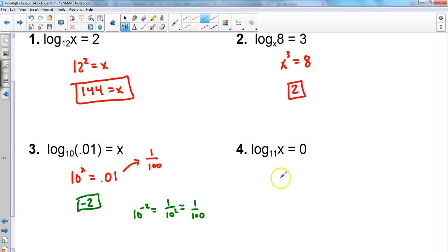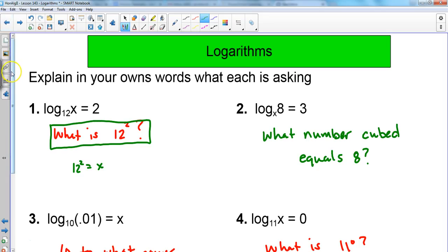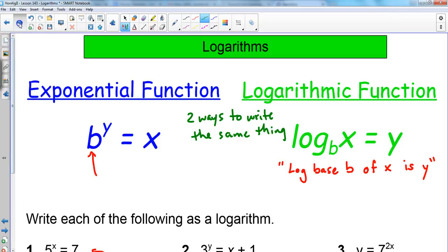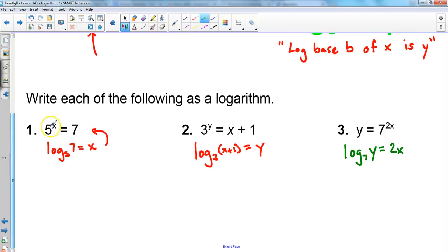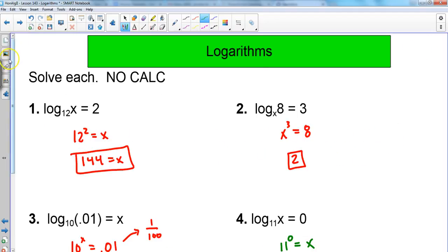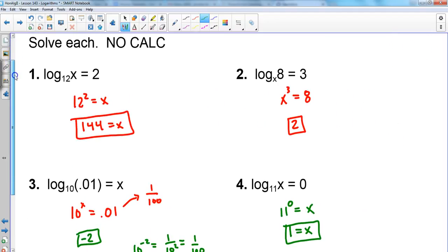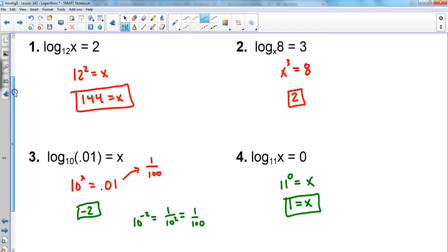Last one. We're going to rewrite this in exponential form. So I take 11, the base, raise it to the exponent. 11 to the 0 equals x. We know anything to the 0 power is 1, so x equals 1. So just to recap what we've done here, we've taken things from exponential form and written them in logarithmic form. Like these three right here, they started in exponential. We can write them in logarithmic form. These guys here, we started in logarithmic form, we converted them to exponential form, and a lot of times that helps us to wrap our head around what's going on with these particular logarithmic problems.